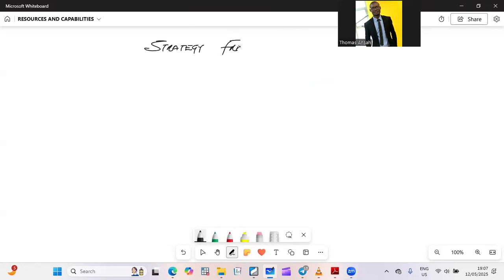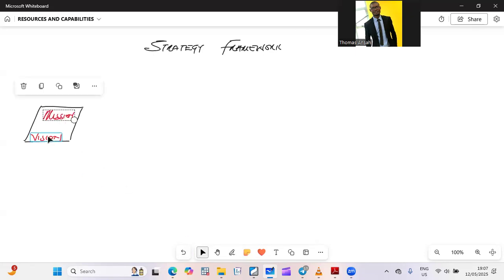So the framework we are working with is that an entity must have a strategy, and that strategy has a purpose. And the purpose of every strategy is its mission, because we want to achieve something. Its mission, vision, out of which we will have our core values. All right. So that is the purpose of a strategy.